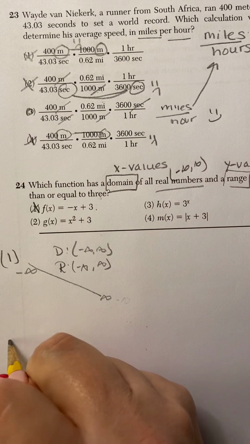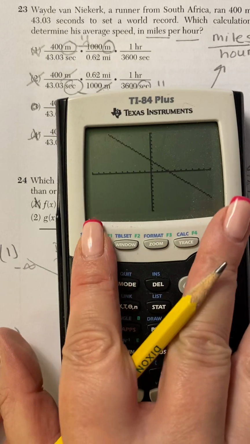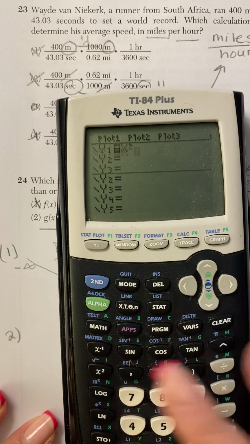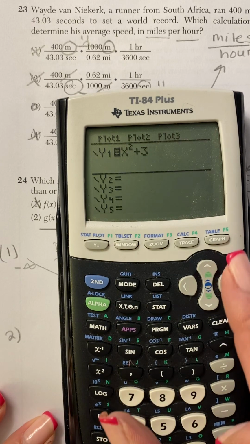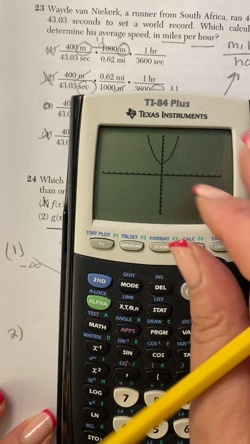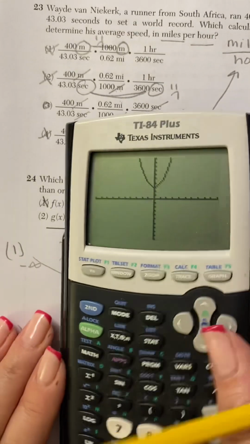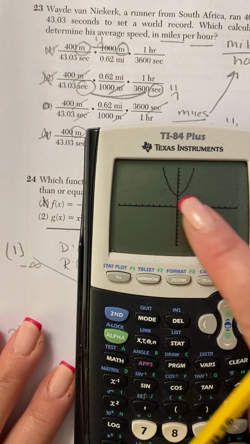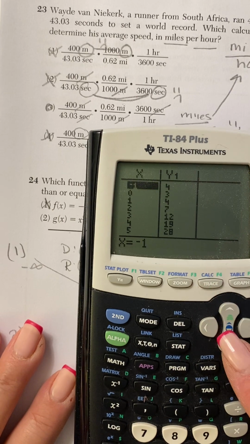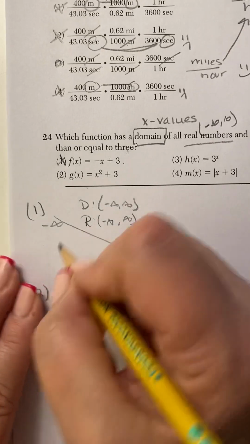Okay, number 2. G of x is equal to x squared plus 3. So I'm going to take my function and type this in as x squared plus 3. I'm going to graph. So this is a quadratic. And if I look carefully, I just have to look closer. 1, 2, 3. This point is 0, 3. So when I go to my table, what's happening at 0? I just want to check that number. Yep, that is 0, 3. So this is what's going on with number 2.